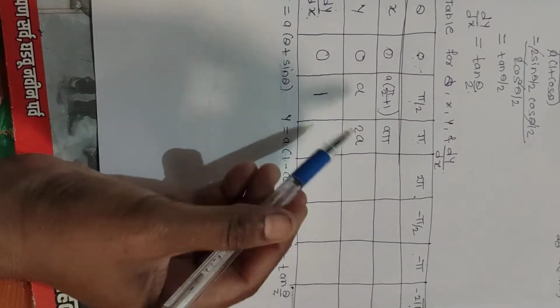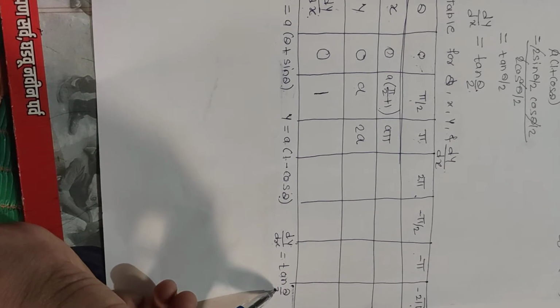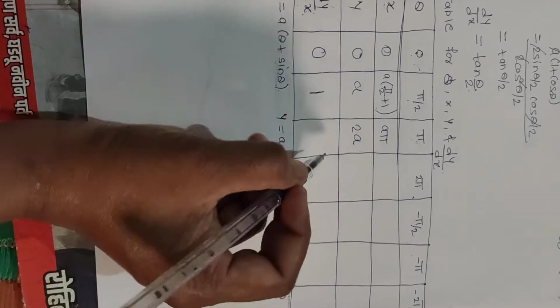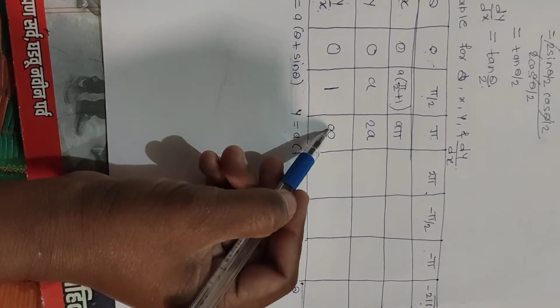After that, dy by dx. See, we have to put pi here. So tan pi by 2. And what is the value of tan pi by 2? Tan pi by 2 is infinity. So you have to remember all these values. Tan pi by 2 is infinity.